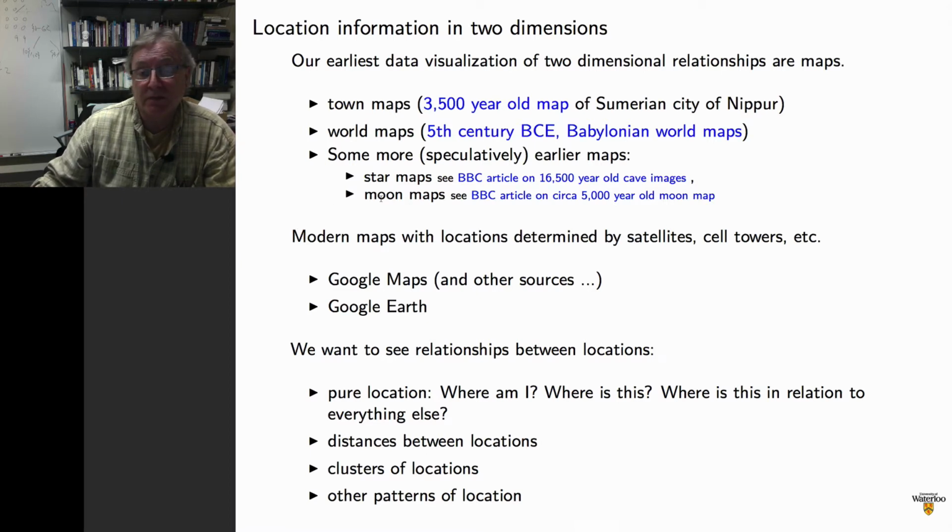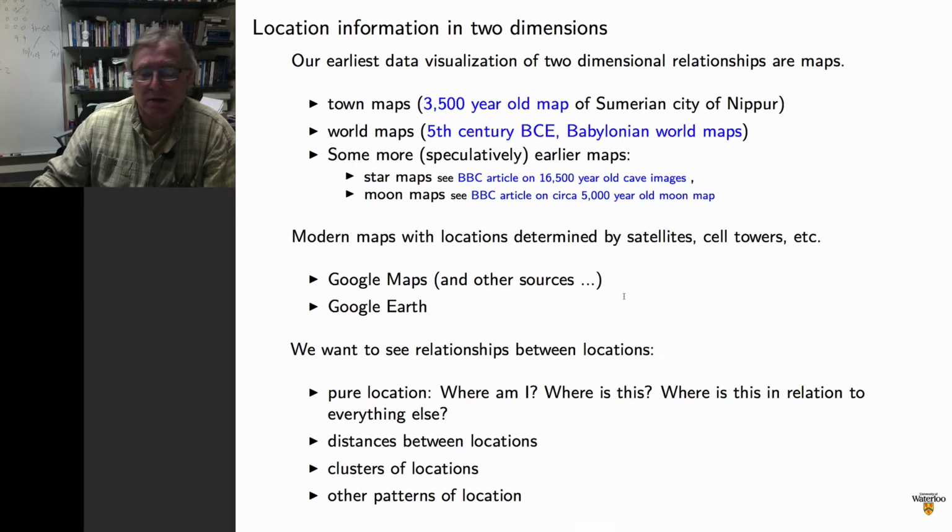Slightly more speculatively, there have been more recent articles produced by the BBC from a variety of scientific publications that suggest perhaps that there are in fact 16,500-year-old cave images that show maps of stars, or maps of the moon that are 5,000 years old. Of course, today there are tons of sources of maps, particularly Google Maps and Google Earth, with immense amounts of detail, and we have access to all those kinds of sources.